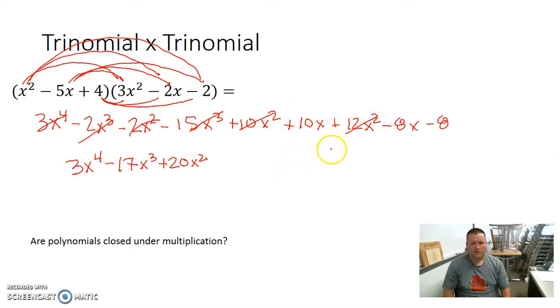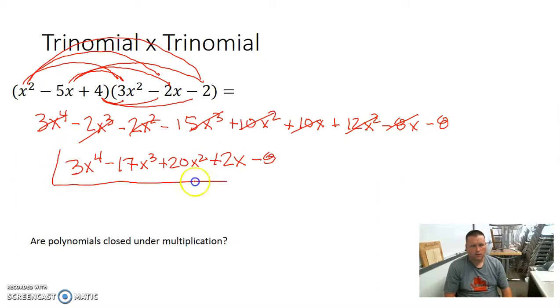Then I look for x terms. I've got 10x and -8x. I can subtract those. So 10 minus 8 gives me +2x. Takes care of those. And then I just have my -8. And that finishes that.